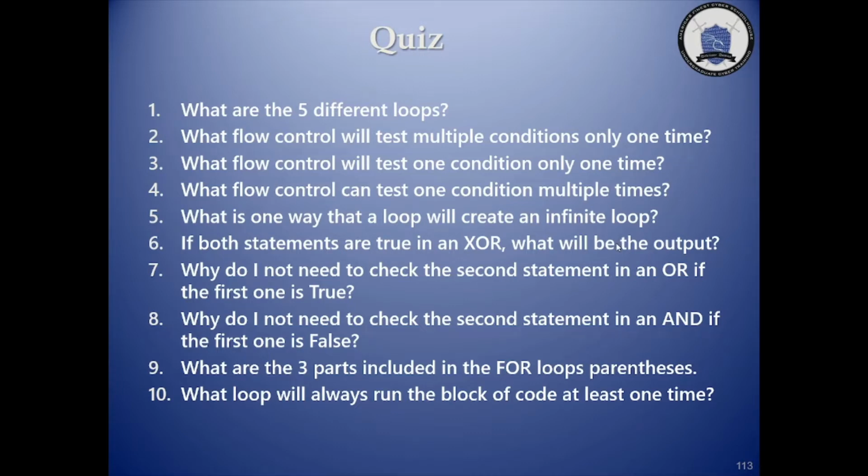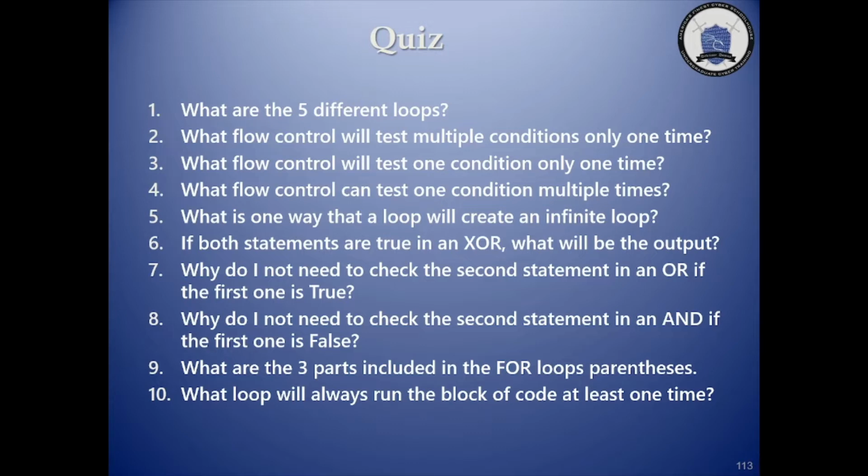And we've got number 6, if both statements are true in an XOR, what will be the output? So XOR is one or the other, so it would be false. And then number 7, why do I not need to check the second statement in an OR if the first one is true? So this is because only one or the other needs to be true. So if the first one is true, the second one could still be false and it will still result in true.